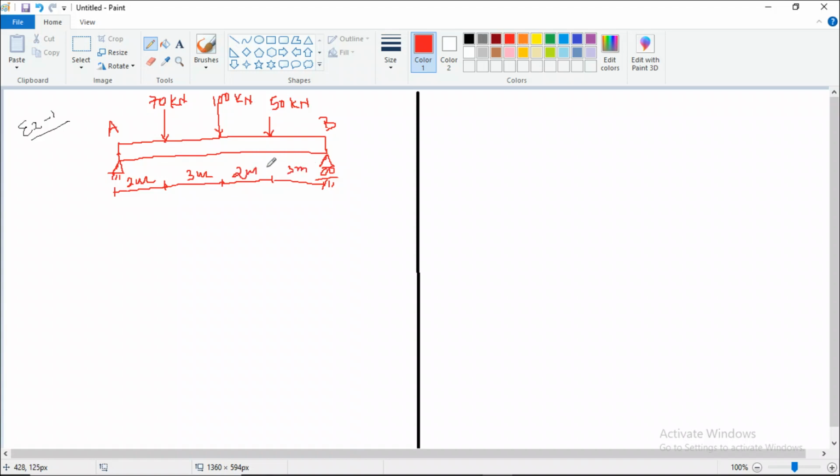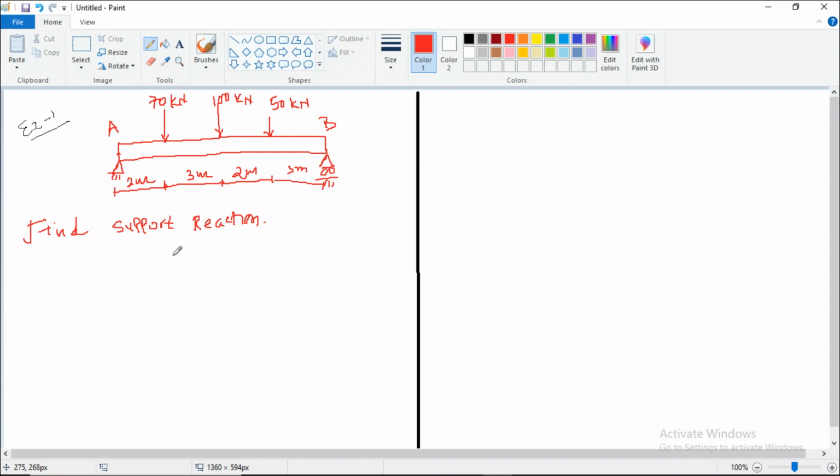So the question which is asked is, we need to calculate the support reactions for the beam. Right, so unknowns will be there. First one is VA and second one is VB, and HA as well.